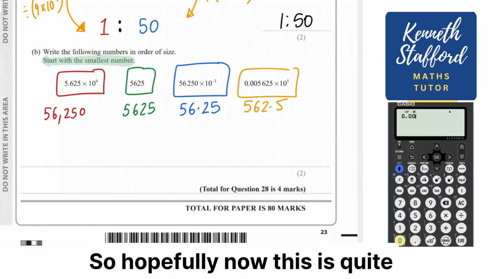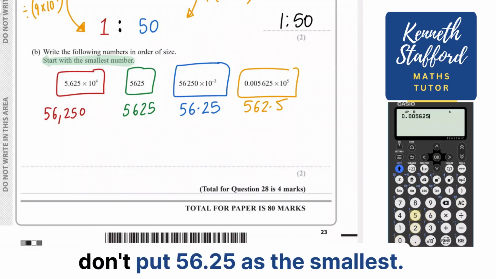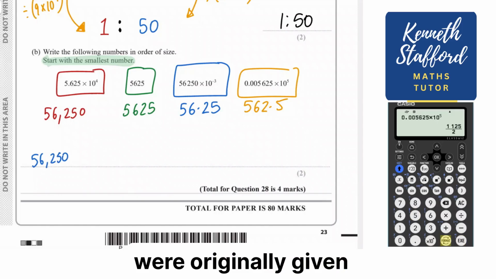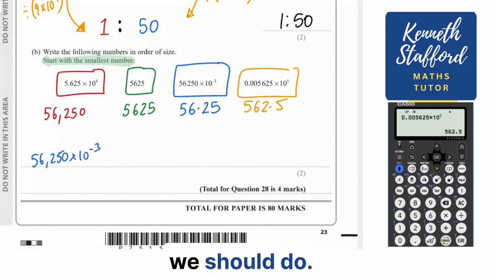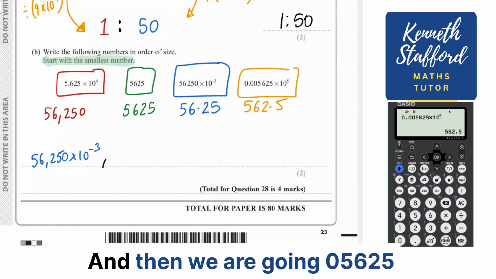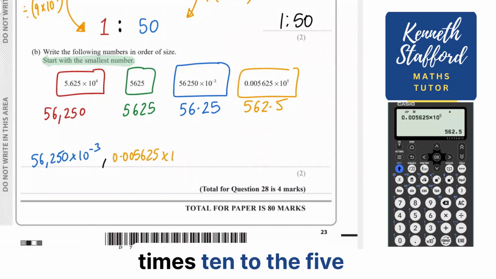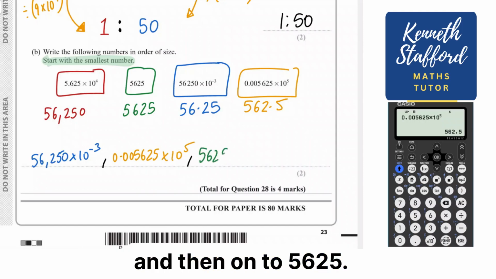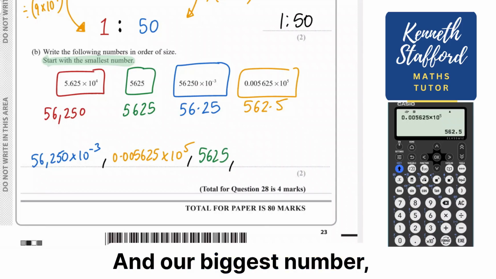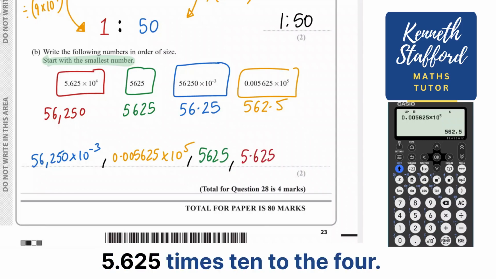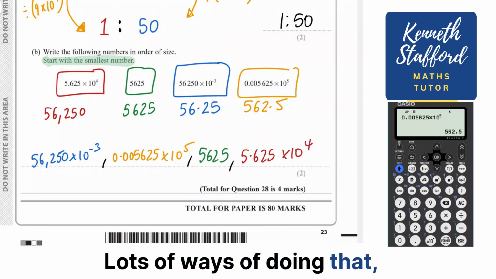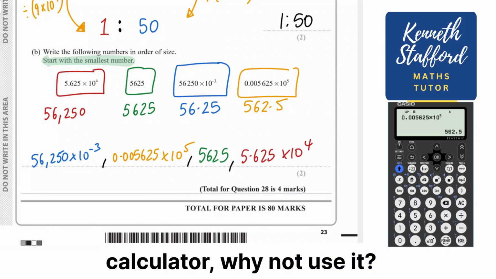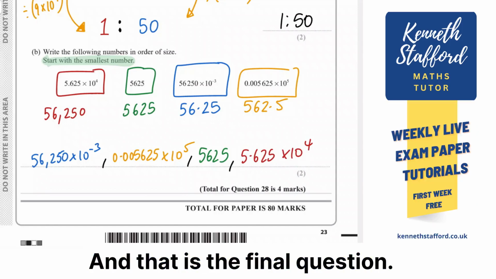So hopefully now this is quite easy just to order them. Now, don't put 56.25 as the smallest. We need to give it as they were originally given. So we start with 0.005625 times 10 to the 5. And then on to 5,625. And our biggest number, 5.625 times 10 to the 4. Lots of ways of doing that. But actually, if you've got a calculator, why not use it? And that is the final question.